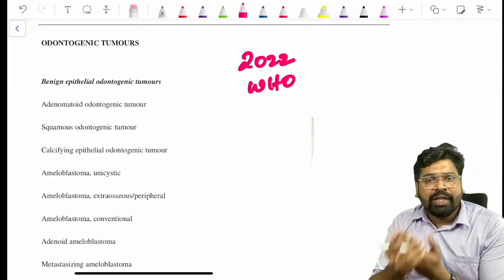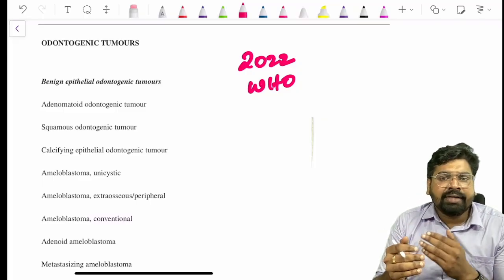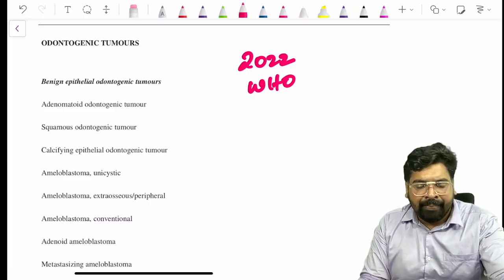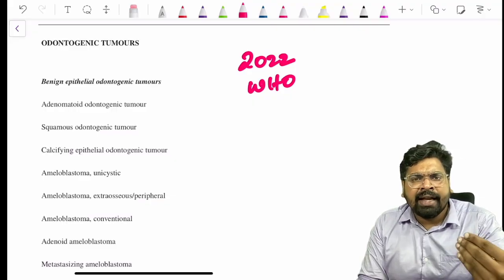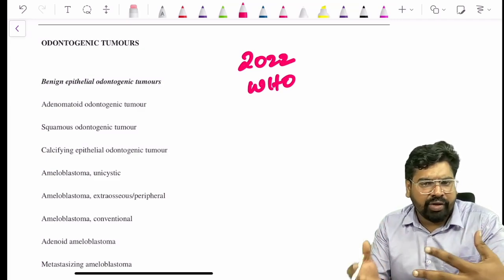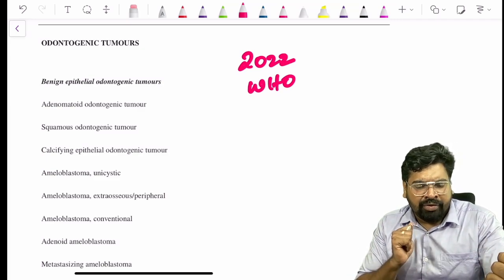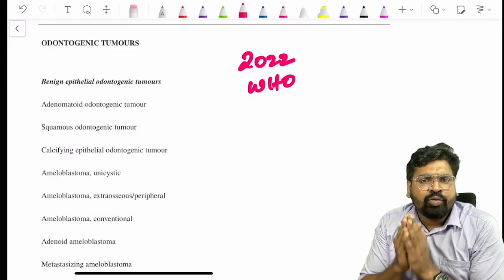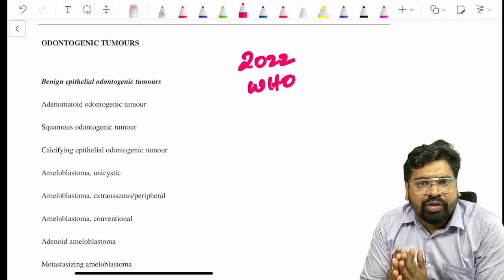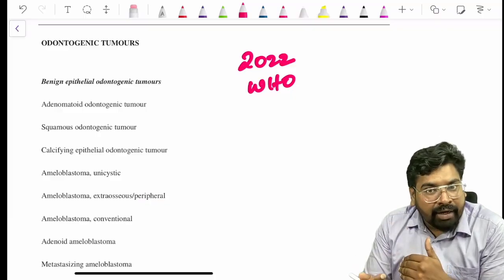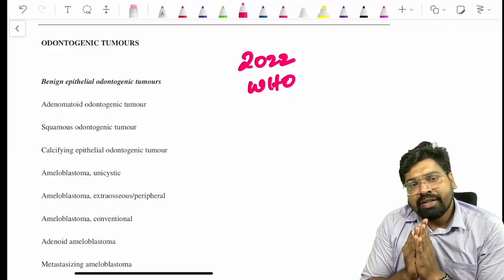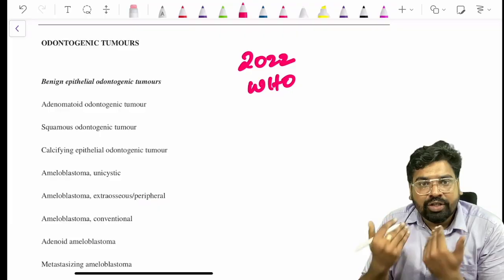There are so many questions they ask regarding the classification and the odontogenic tumors. In INI-CET and NEET question papers, I have seen many questions asked from the recent 2017 WHO. So we will discuss which tumors are there in the classification according to WHO 2022, what was added new in 2022 and what was added in 2017. At least you should remember these.